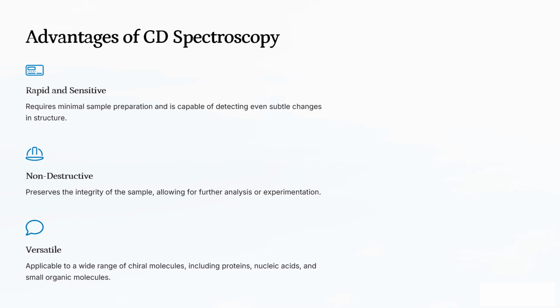Third one, it is versatile. It is applicable to a wide range of chiral molecules. Since we are using polarized light, and it also falls into the UV-visible spectrum, we can use it for a wide range of chiral molecules. These include biomolecules such as proteins, nucleic acids, and small organic molecules as well.